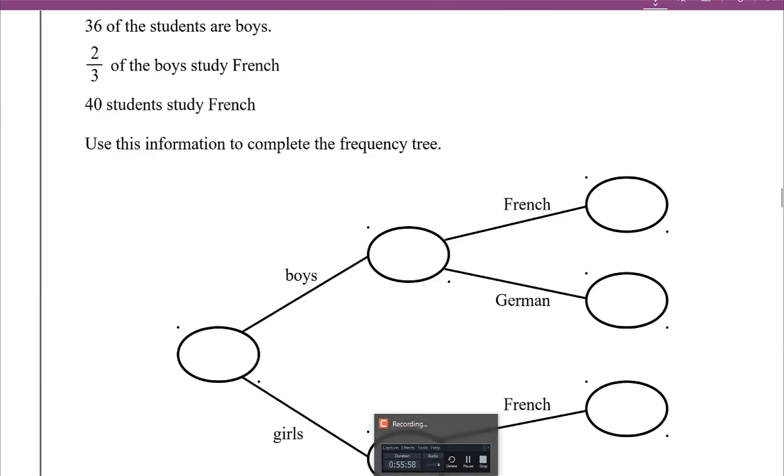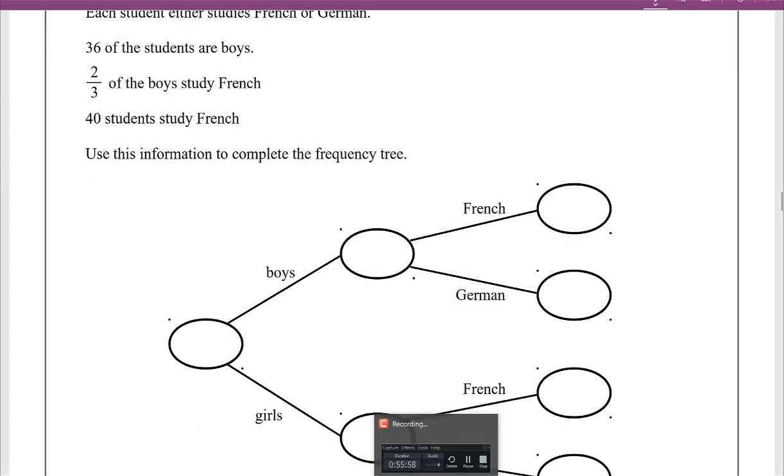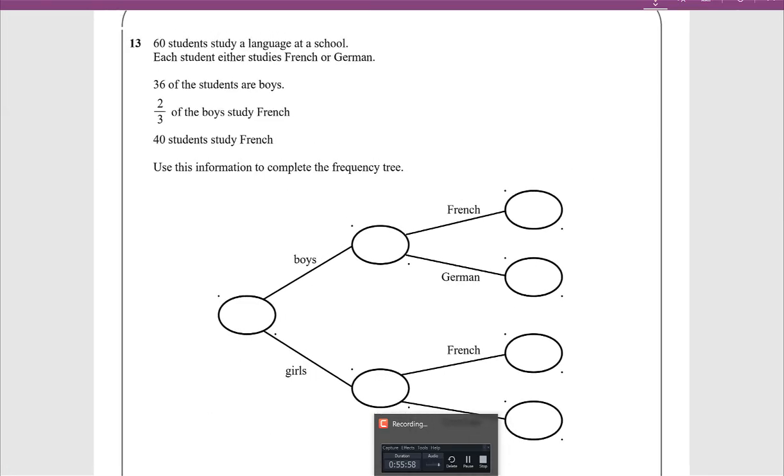Question number 13. 60 students study a language at school. Each student either studies French or German. 36 of the students are boys. 2/3 of the boys study French. 40 students study French, and then we have to use this information to complete.